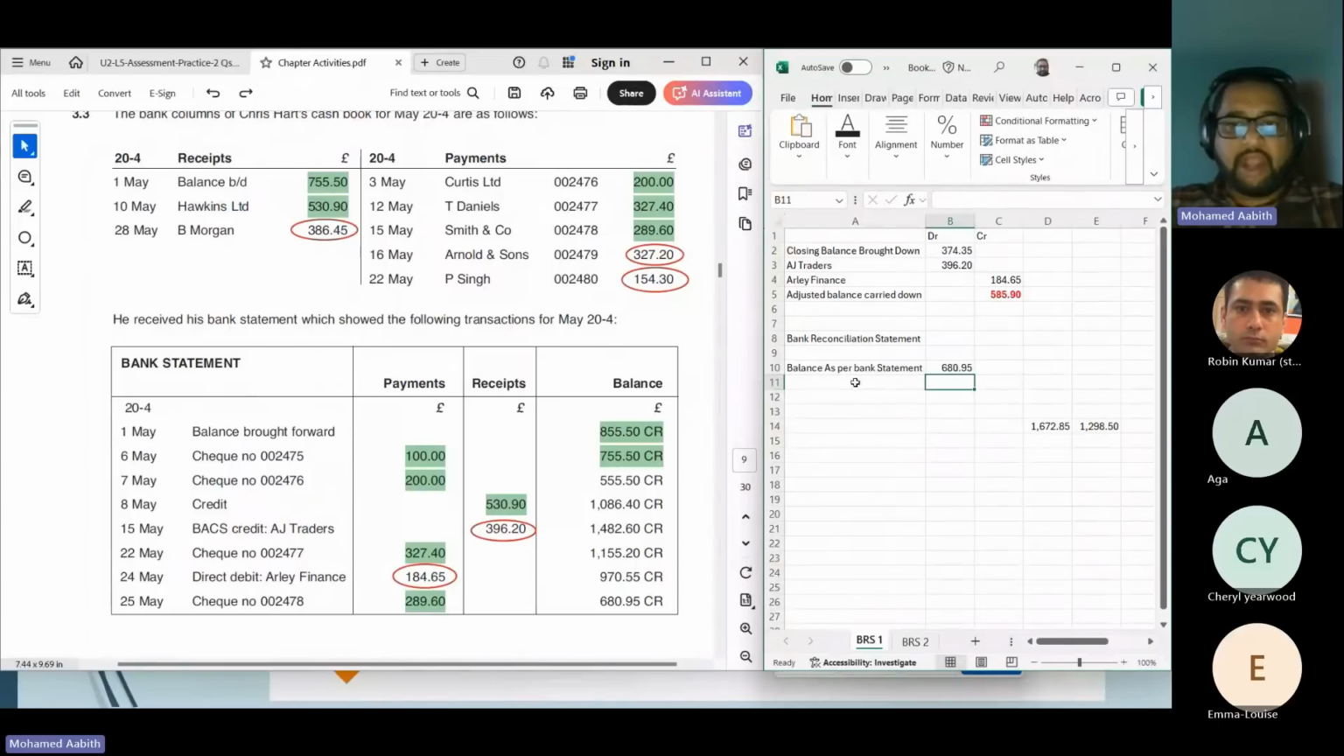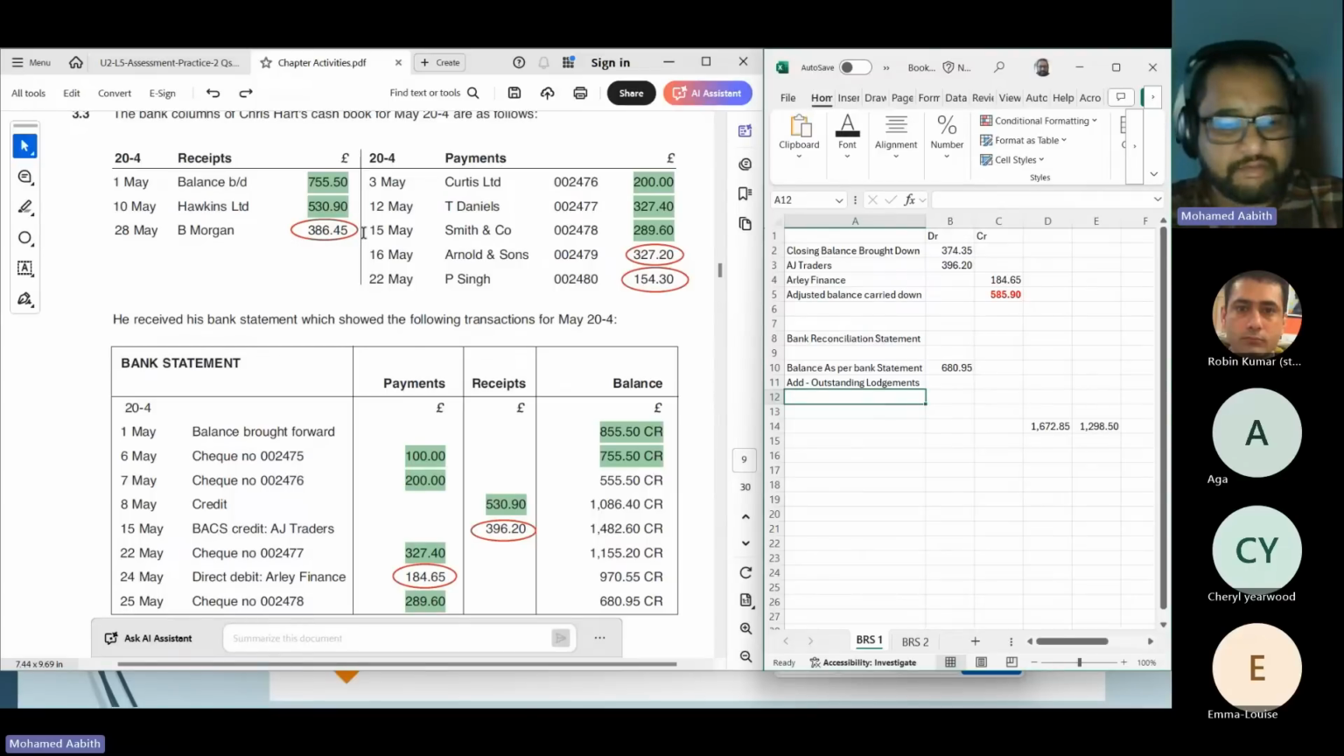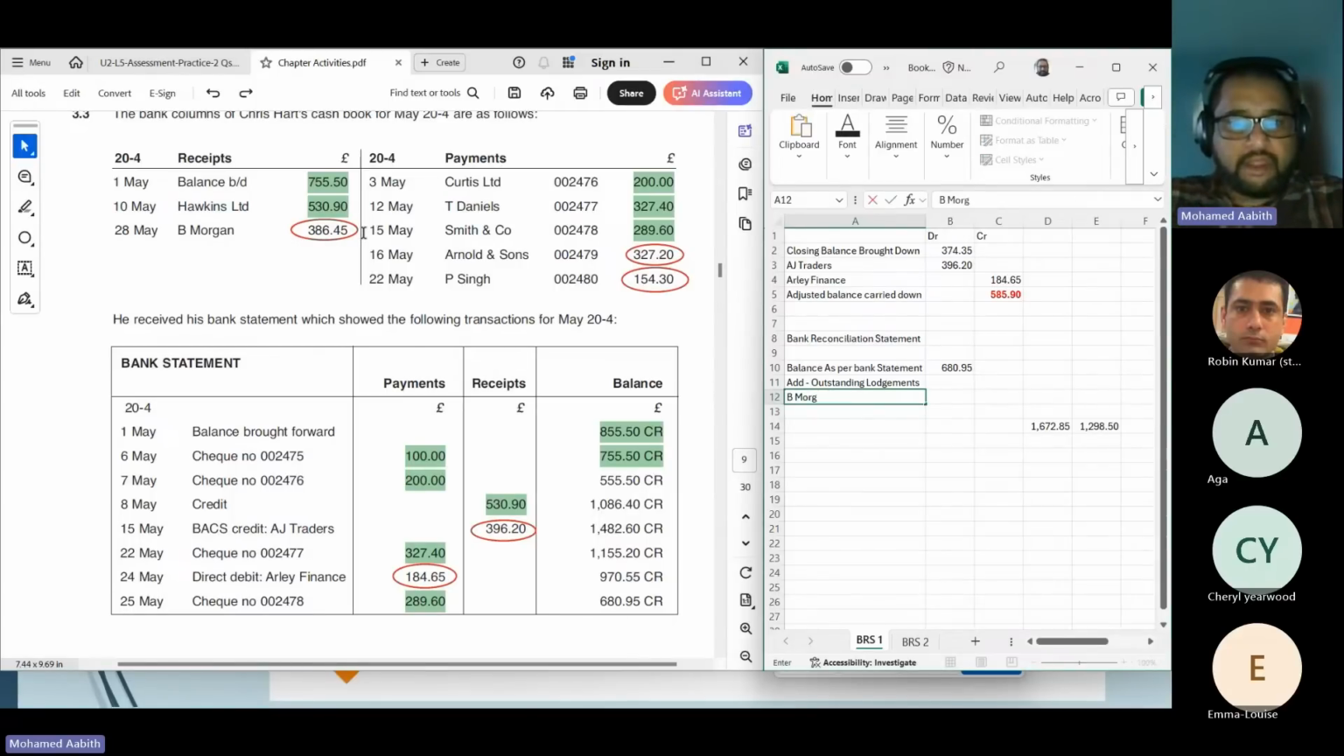And then we need to add any outstanding lodgements. What are the lodgements here? The first lodgement I can see is B. Morgan. That is what we need to add. How much? 386.45. At the bottom we say total to add, which is going to be equal to that number. This is what we're going to add.